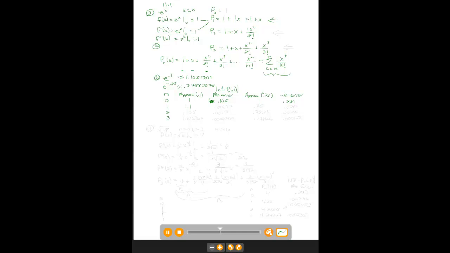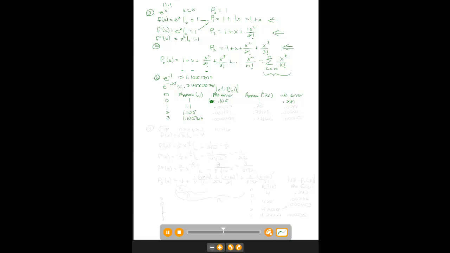When n is 2, I would have the second one right there. So 1 plus 0.1 plus 0.1 squared over 2 factorial. And your calculator should give you that. When you do 3, the third polynomial, this guy right here, and you plug in 0.1, you should get 1.105167. Now you take each of these and subtract them from your e to the 0.1 that you calculated on your calculator. Subtract the two and take the absolute value.